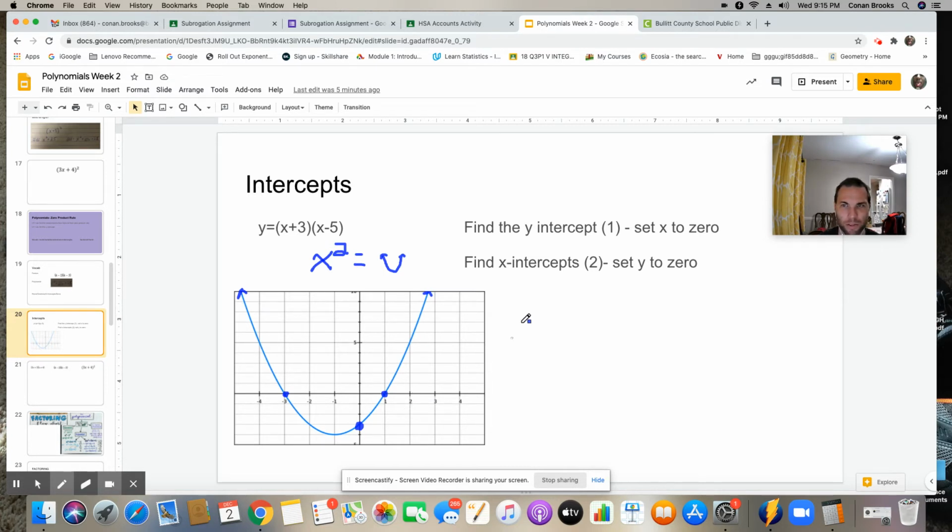To find the y-intercept, you're going to set x to 0 and solve for y. Right here, for example, at the y-intercept, x is equal to 0. So if x were equal to 0, then you know what y is. For the x-intercepts, you set y to 0. On these two, y is equal to 0. Then you just plug that into your equation and solve it. Let's try a few.